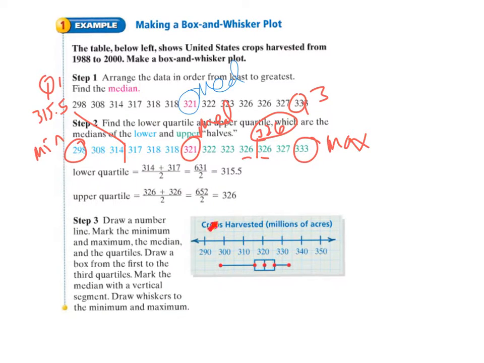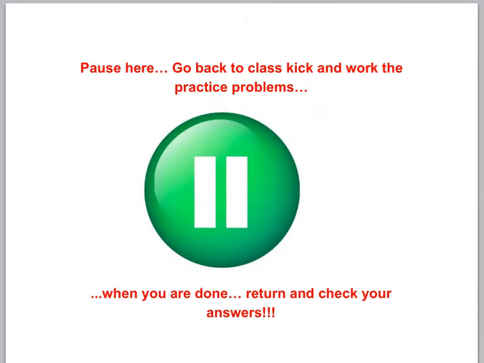Then you draw the thing out. And if you need to go back and look at the picture again while you're making one, do it. It's not a big deal. Okay, so your turn to make one. You've seen me do a couple of examples now between the vocab and this. So go into class kick, your turn.